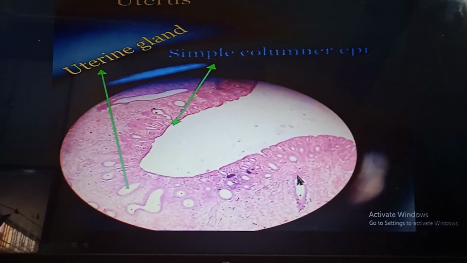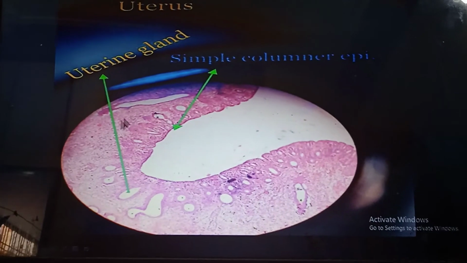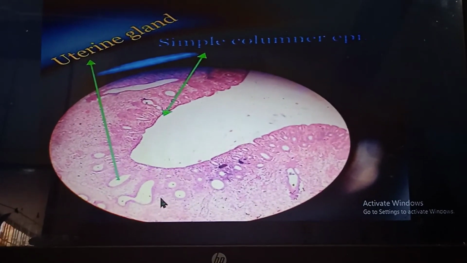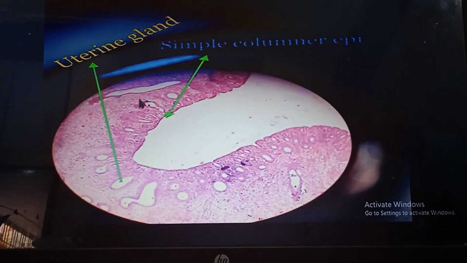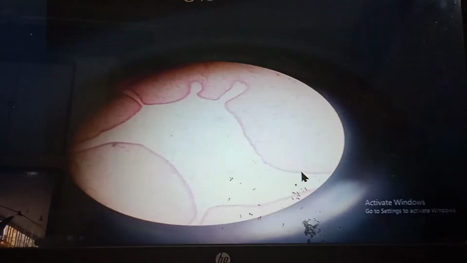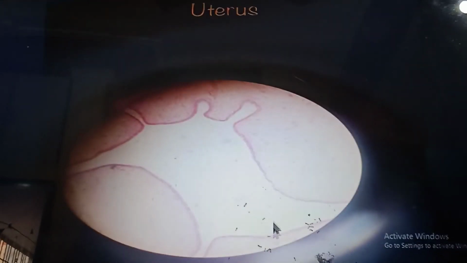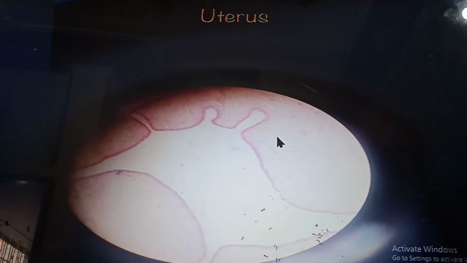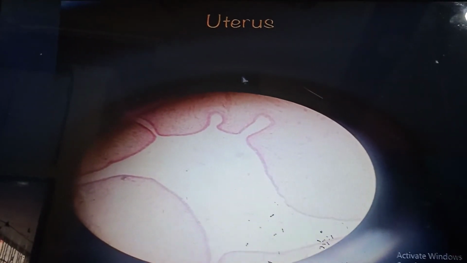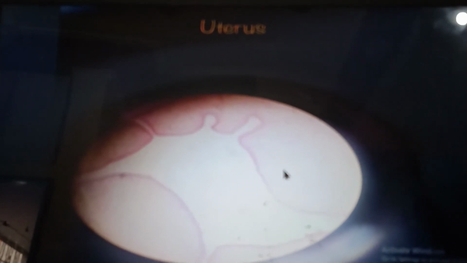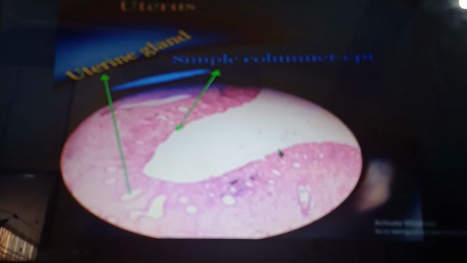Here, this is the secretory phase histological slide. That's why the glands are very tortuous, and so many glands, the numbers are more. And in this slide you can see there is a very small amount of artery and gland within the lamina propria. Okay, so this is the proliferative phase and this is the secretory phase.